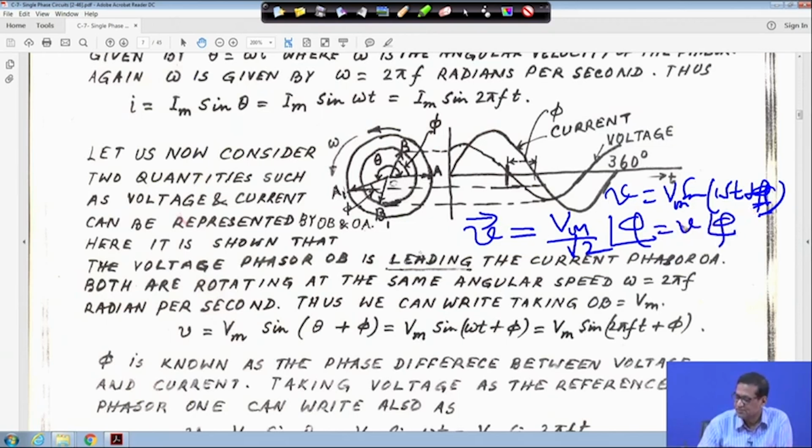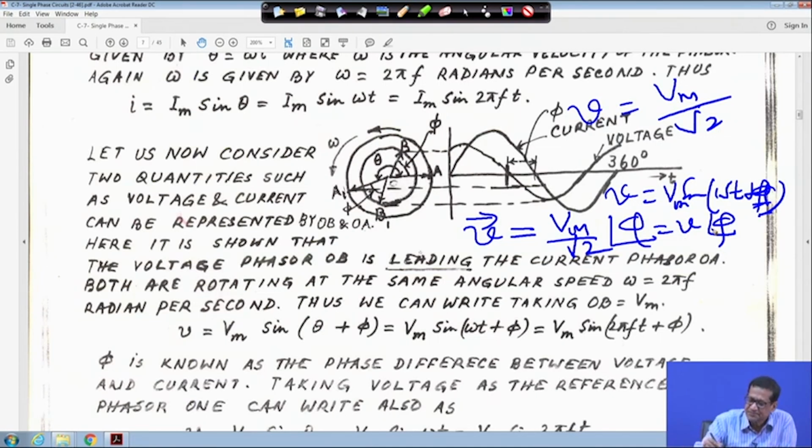V is the RMS value, but no arrow is here, which means RMS value magnitude. So V is equal to Vm by root 2, the RMS value, right. Whenever we solve numericals, unless it is specified, we will take the RMS value. So this is actually V angle phi, right.